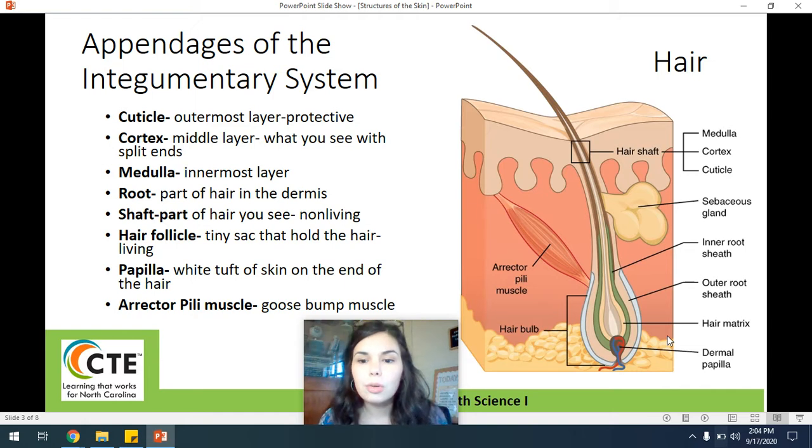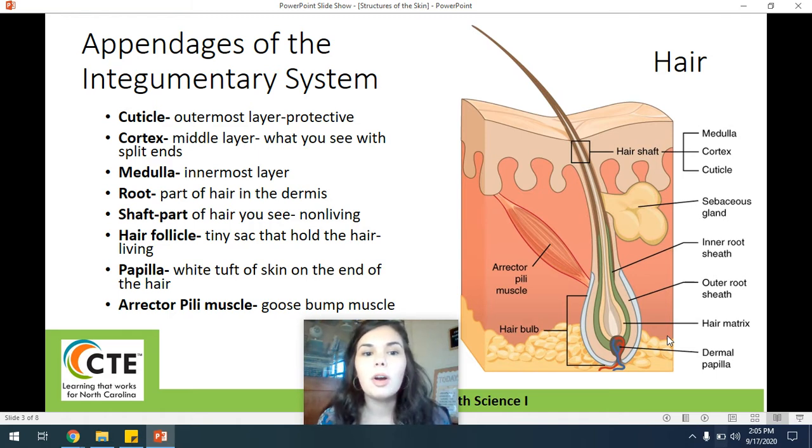So the hair cuticle is actually the part of the hair that kind of sticks right below the skin. So it's literally right underneath our skin, and it's the outermost protective layer of the hair. Then we have the cortex, which is the middle layer, and this is what you start to see when you actually get split ends. Then you have the medulla, which is the innermost layer of the hair, and that is not part of what you see.